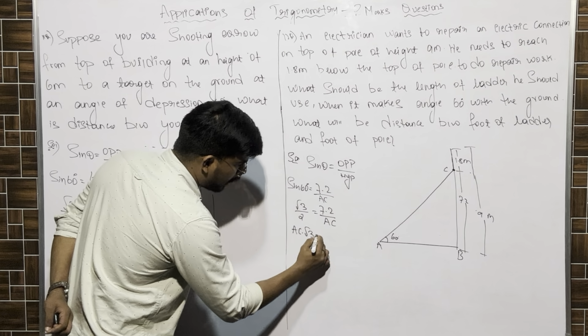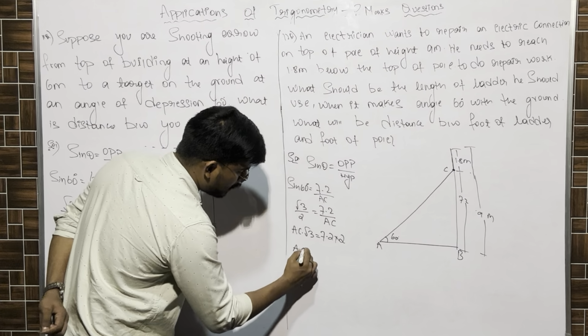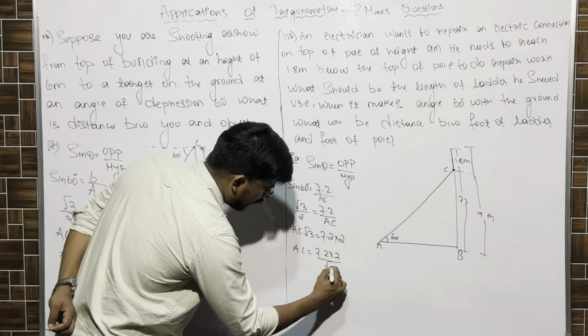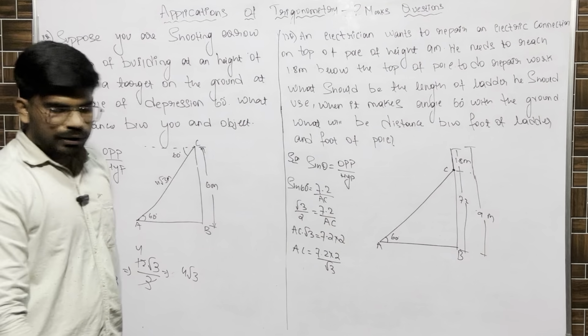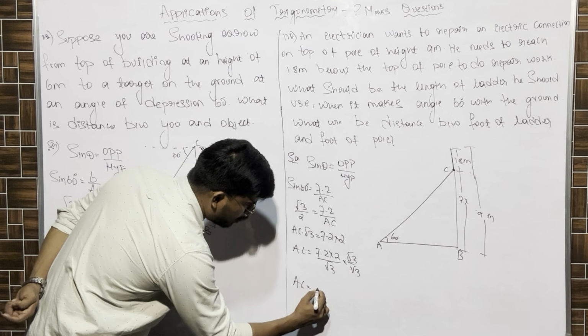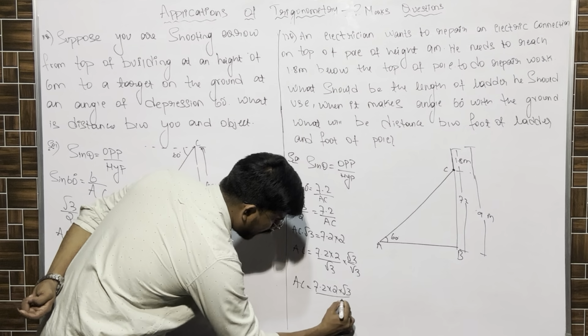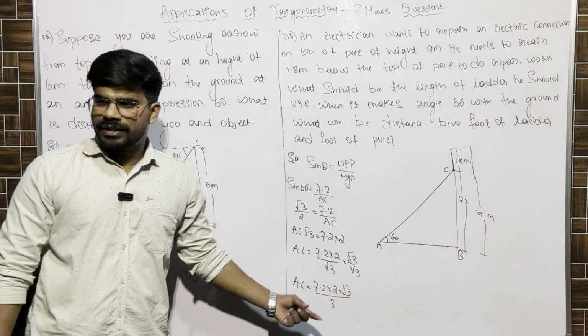AC into root 3 is equal to 7.2 into 2. From here, AC is equal to 7.2 into 2 divided by root 3. Can we leave root 3 like that? No. Into root 3 by root 3. Clear? So if I multiply, this will become AC is equal to 7.2 into 2 into root 3 divided by 3. This 3 and 7.2 will be cancelled.